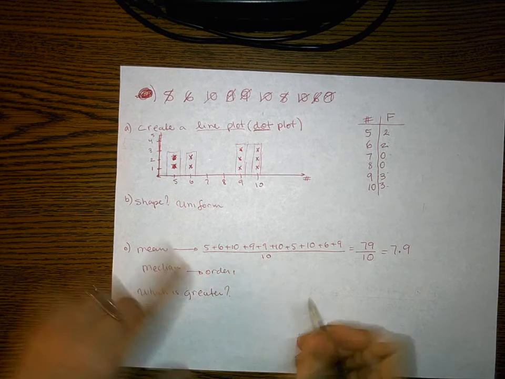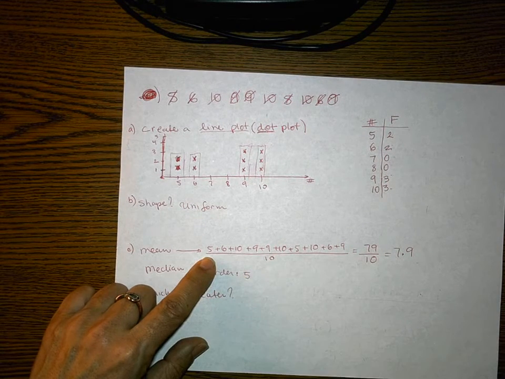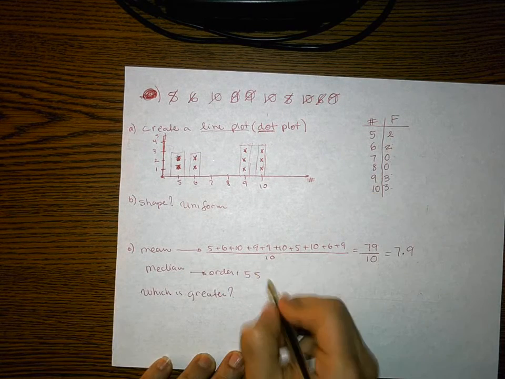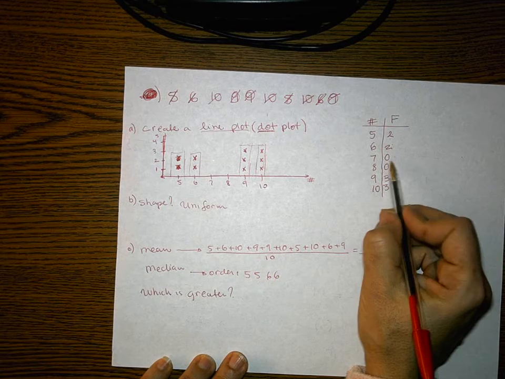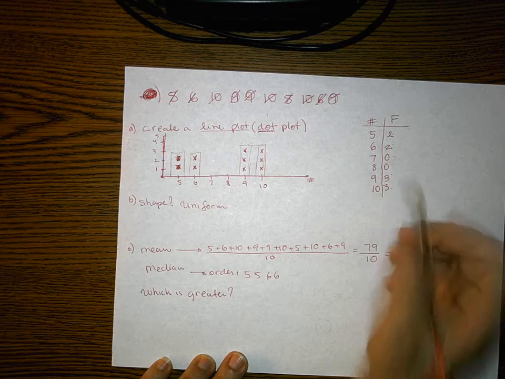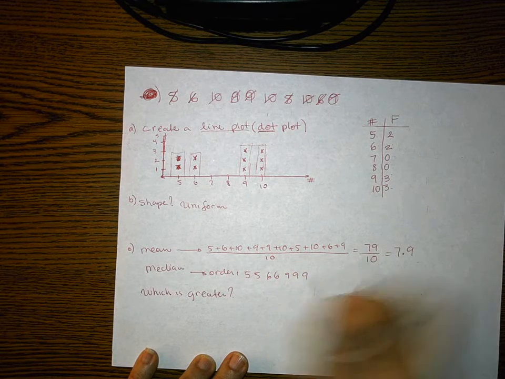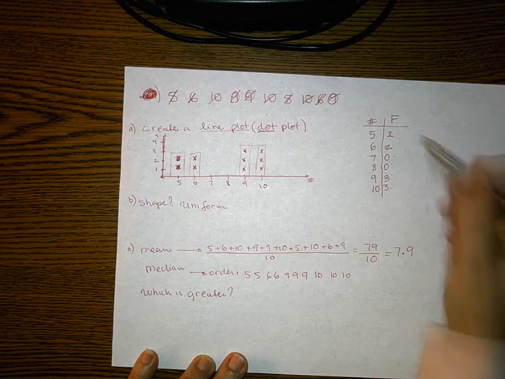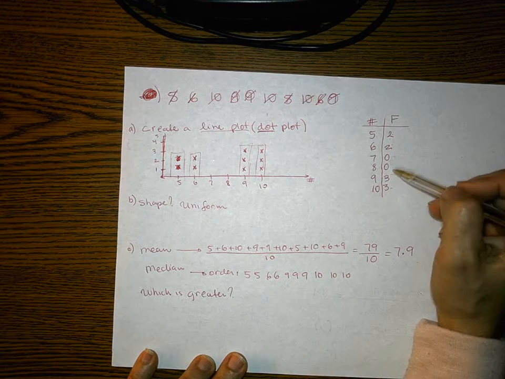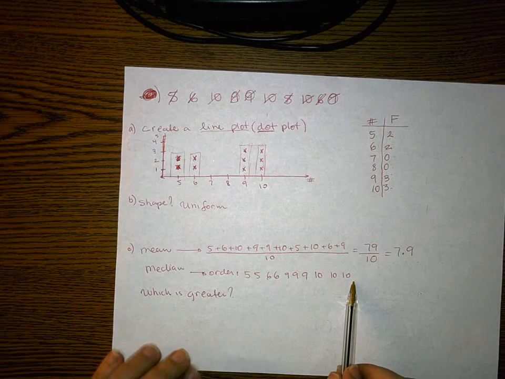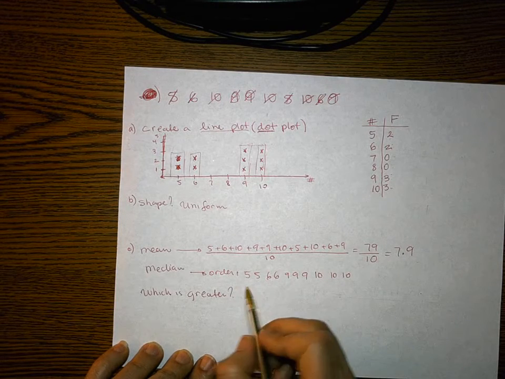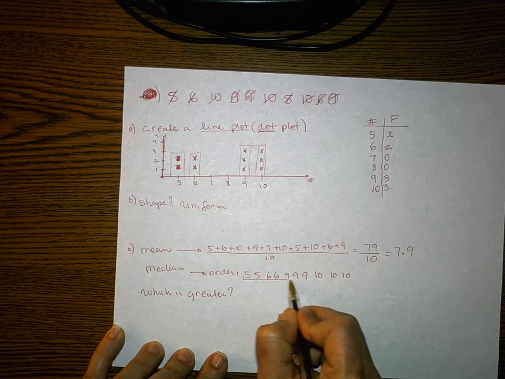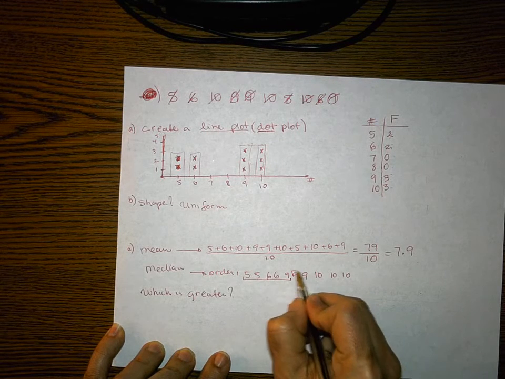So the 5 comes first. How many 5s are there? There are 2 of them. So 5, 5, then 6, 6, no 7, no 8, 3 9s, 1, 2, 3, and 3 10s, 1, 2, 3. From my frequency table, I already did all the hard work. It's so easy to line them up, okay? Let's see how many numbers we have there. We have 10, right? So we're going to put 1, 2, 3, 4, 5 on the bottom, and 1, 2, 3, 4, 5 on the top.